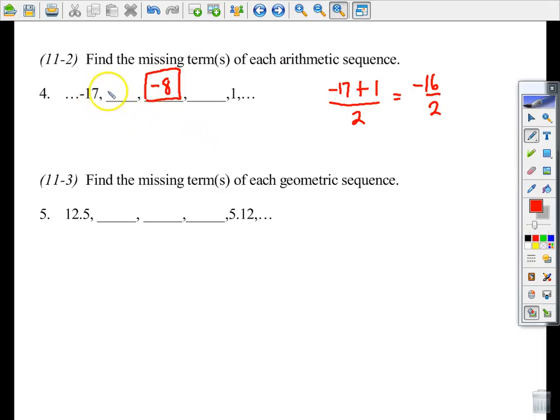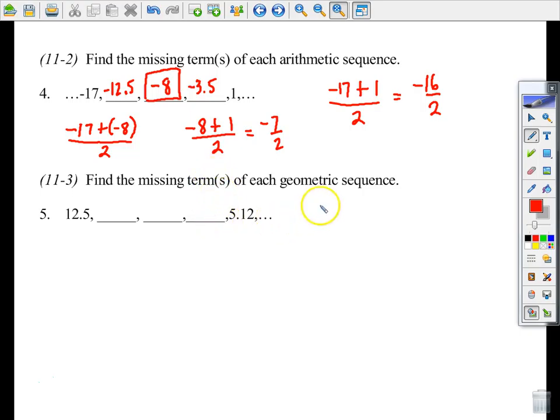Now I can use these 2 terms to find the first blank on the left. Once again, arithmetic mean: negative 17 plus negative 8, divided by 2. Negative 25 divided by 2 is negative 12.5. Then do the same thing over here. Take these 2 terms, negative 8 plus 1, divided by 2. That's negative 7 divided by 2, which is negative 3.5.